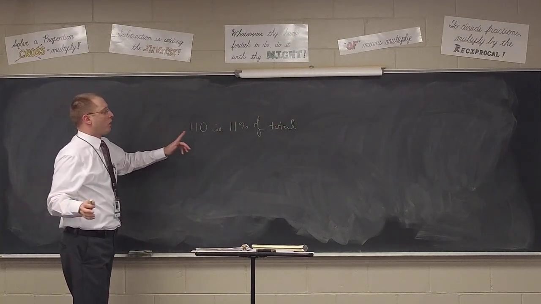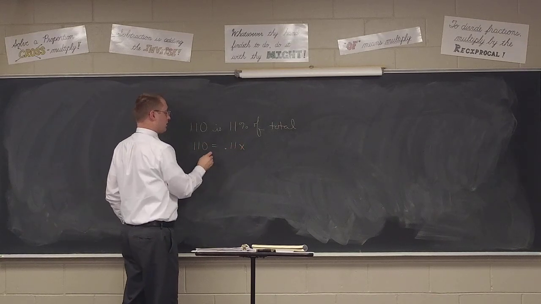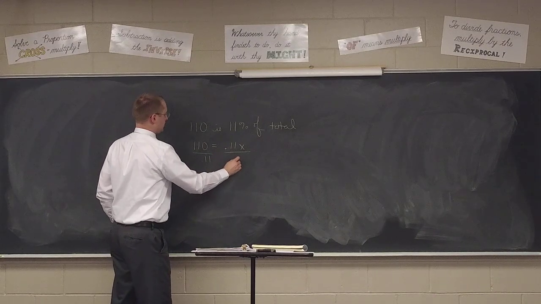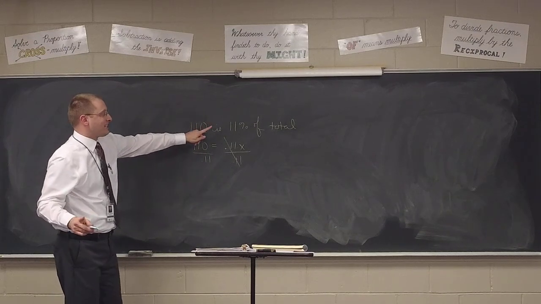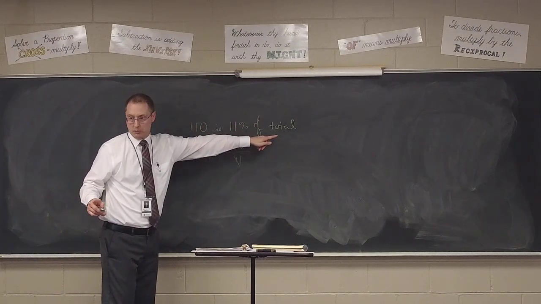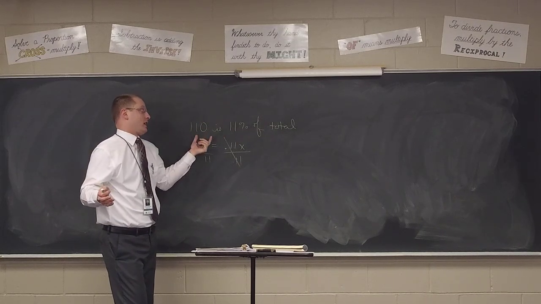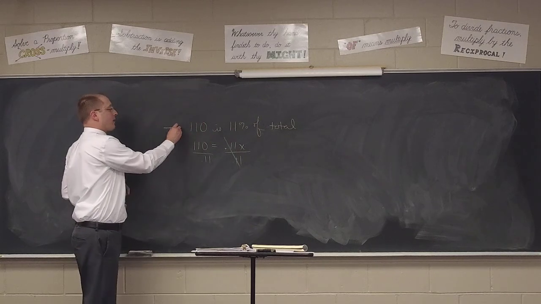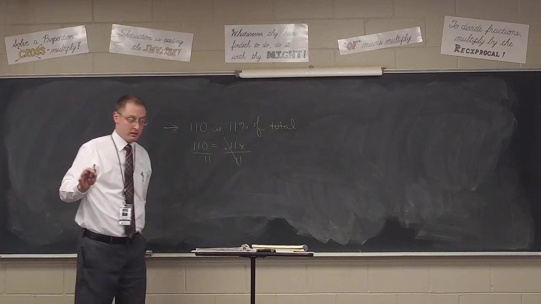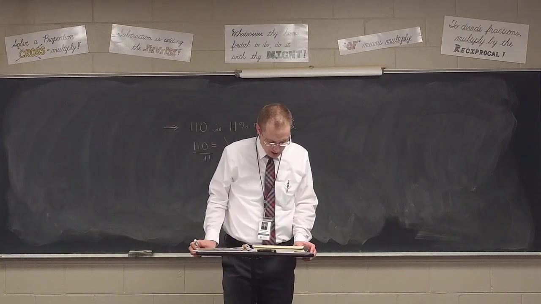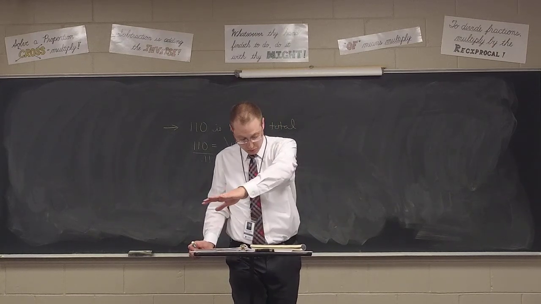Yeah. So what would I do to solve here? 110 divided by 0.11. 110 is 11% of the total people, right? Because 11% of the total is how many said poor, and that's 110. So if you write this as a percent statement, it'll tell you what to do. What should we have gotten? 1,000. 1,000 customers.